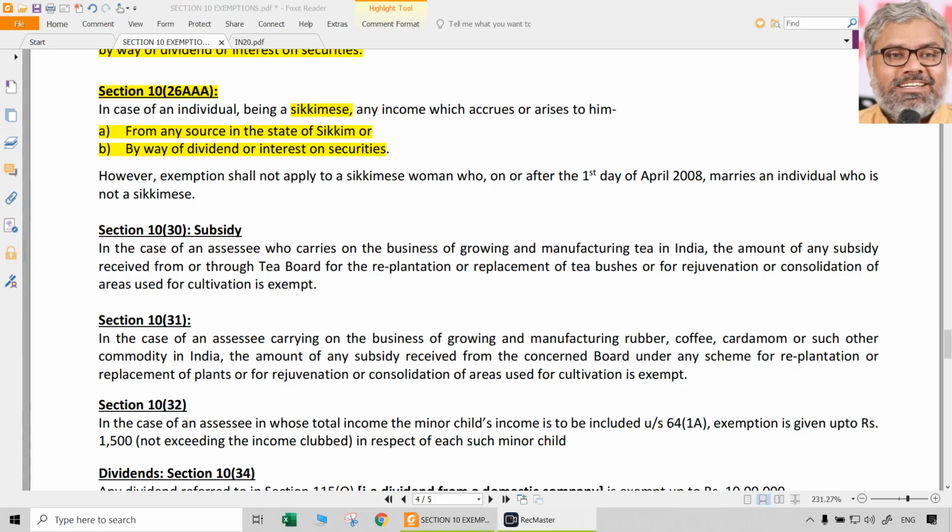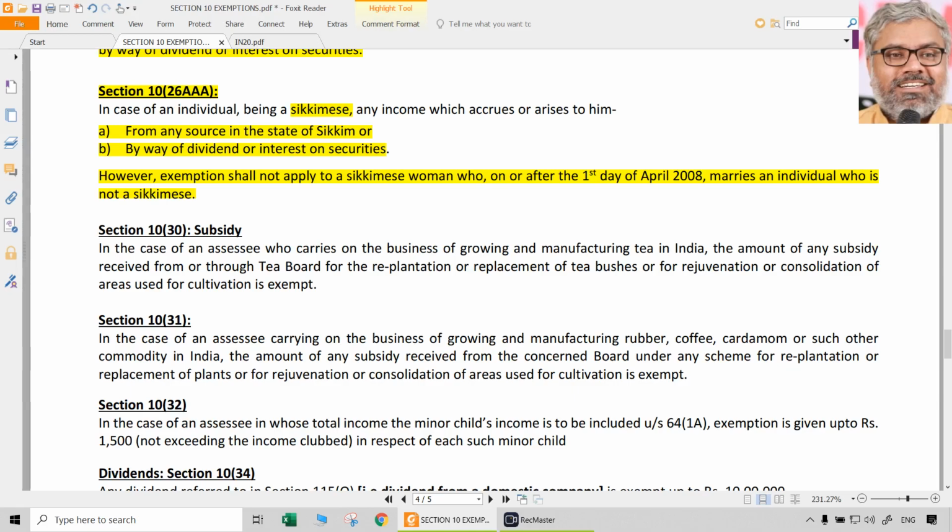Of course, there are some other situations because of which some exceptions are given here. The exemption shall not apply to a Sikkimese woman who, on or after 1st April 2008, marries an individual who is not a Sikkimese. So, probably some people would have misused this exemption by entering into a marriage with a Sikkimese woman and showing incomes in their hands and claiming exemption. Probably, we don't know all that. Maybe some crooked people will always be there, who will try to use the loopholes in the law. Maybe because of that, this amendment has happened.